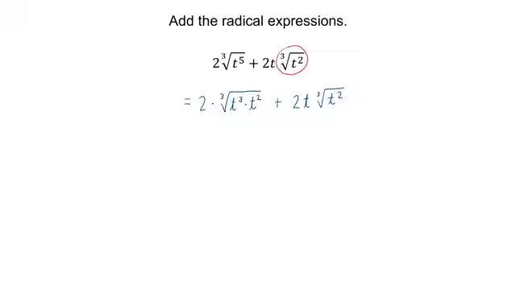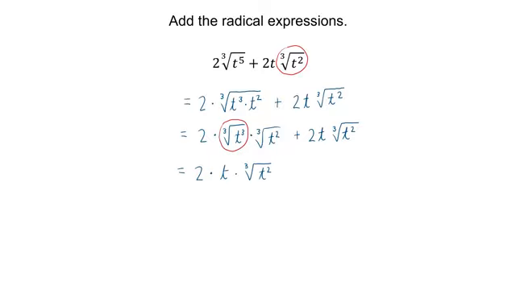Now let's continue simplifying the first term. The cube root of t to the third times t squared is the same thing as the cube root of t to the third times the cube root of t squared. And we'll continue bringing down our second term because it's already fully simplified. Back in the first term, the cube root of t to the third is t. So our first term is 2 times t times the cube root of t squared. We can't simplify the cube root of t squared because it's already fully simplified. And we continue bringing down our second term.